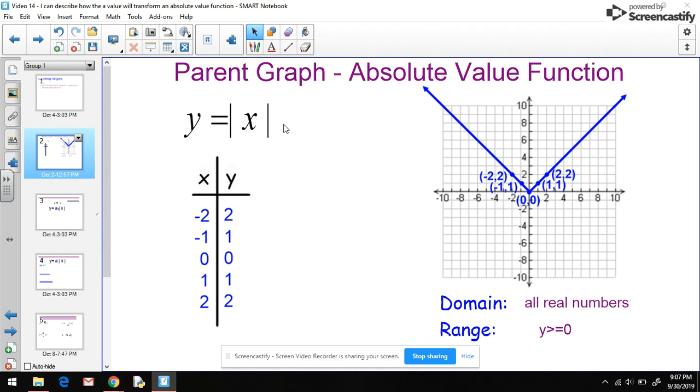Here we have our equation for that parent graph of y equals the absolute value of x. We then have our table of values with x having values from -2 to 2, and then the y values, we plug x in to find y. And then here's our table. And then remember, our domain of this graph is all real numbers, and our range is y is greater than or equal to 0. So this is something you should already be familiar with.